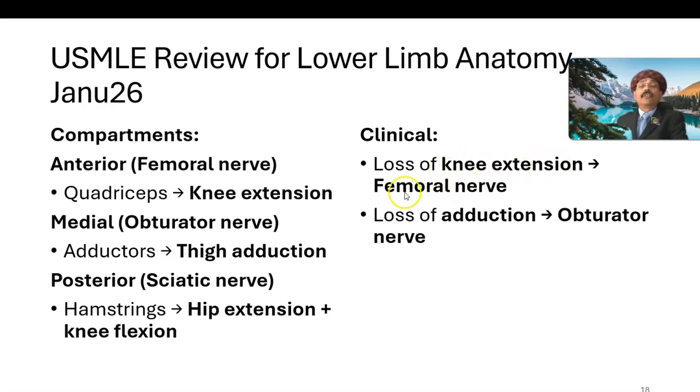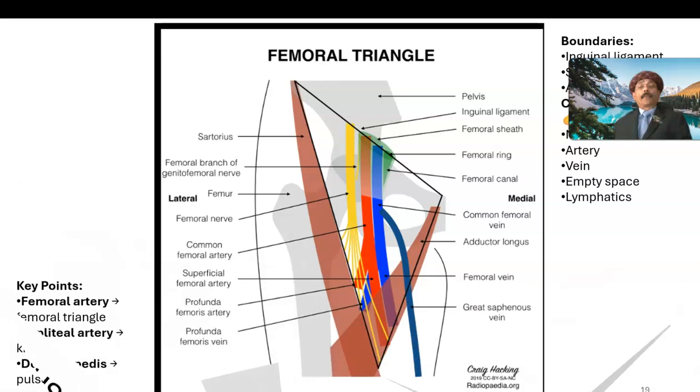Loss of knee extension, femoral nerve lesion. Loss of adduction, obturator nerve lesion. Okay, this is the femoral triangle area. We have to identify the structure of the femoral nerve, root value L2, L3, L4, and it has cutaneous branches and muscular branches here. One of the cutaneous branches is very long. We call it the saphenous nerve. That goes to the leg, medial aspect, medial border of the foot, and may even reach the first metatarsophalangeal joint, one of the longest cutaneous nerves.